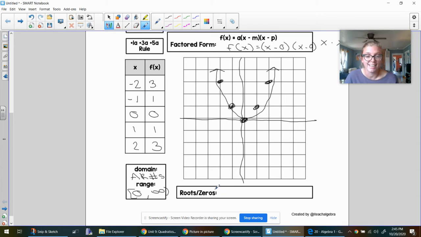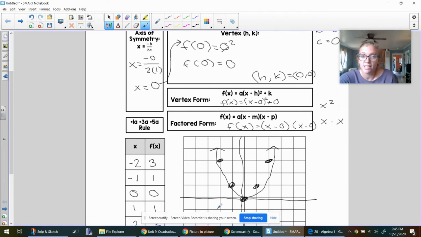The last thing I need to record here is my roots. So for roots and zeros, a root or a zero is the exact same thing as an x-intercept. Roots and zeros are just x-intercepts. So here, my x-intercept is at (0, 0). That is going to be my root. That's an important number for us right now. It's the vertex and the root. So there's a lot going on with that (0, 0). Let's go ahead and move away from this parent function to one that has a few more numbers in it.